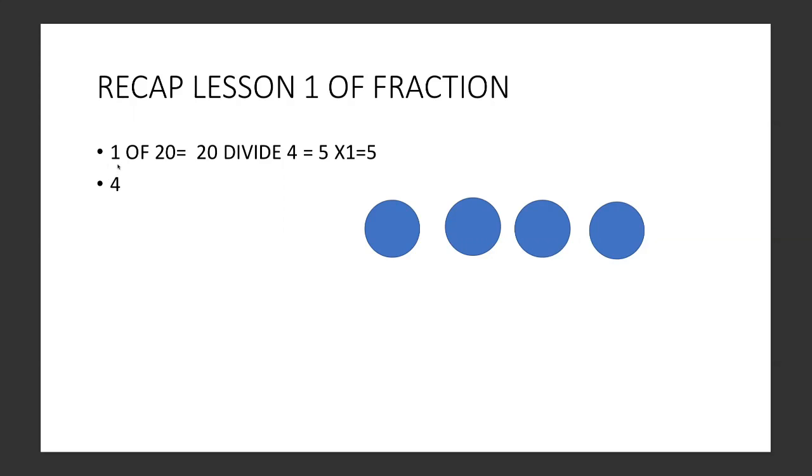So we have 1/4 of 20. Remember, the bottom number stands for how many slices we have. So in this case, we have 4 slices and we have 1. We want to know if there's 20, how many would be in one group. So we do 20 divided by 4, which is 5. You times it by 1, gives you 5.